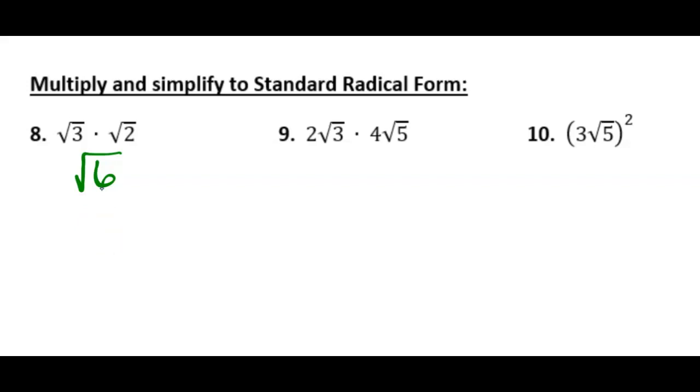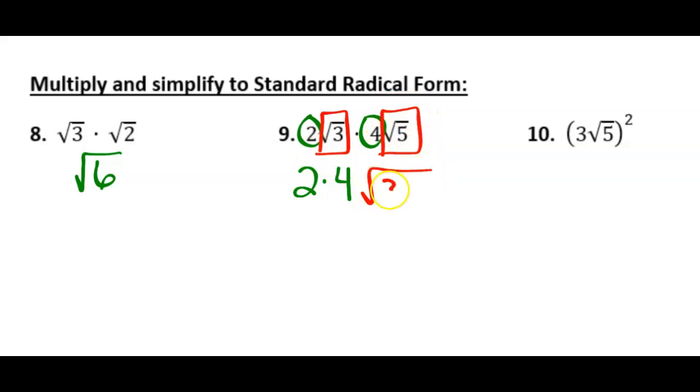Okay? So now, what about something like this? Here, if I'm going to multiply, I'm going to do what I did in times past. I'm going to multiply this times this, okay? And then I'm going to multiply my radical times my radical. And here I'm going to get 8, and here I'm going to get 15. And that's my answer, okay?